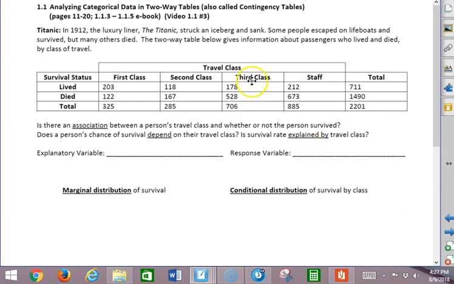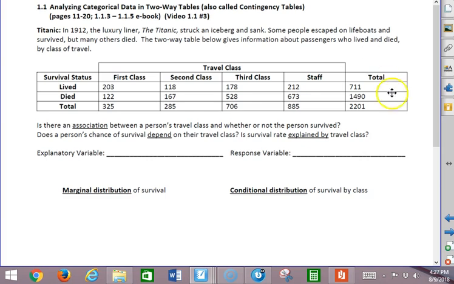So this table gives information about one variable, whether they lived or died, which we call survival status, in relation to another variable, the travel class, or the type of accommodations they had on the boat: first class, second class, third class, or staff. The question is, is there an association between a person's travel class and whether or not the person survived? Another way we might ask that is, does the person's chance of survival depend on their travel class? Is survival rate explained by travel class?